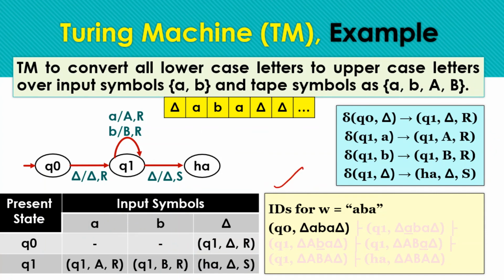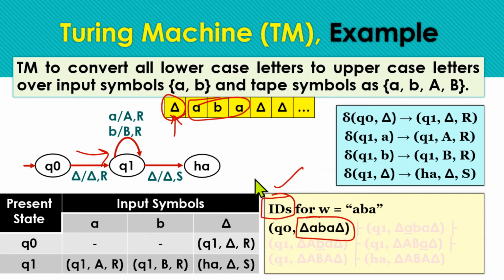Here we are taking this as a sample string. Like PDAs, we have to define the instantaneous description, or IDs, for the input string, meaning the states of the machine for a particular input string starting from the initial state. So from Q0 we are moving to Q1. We are considering this blank as the first symbol, so after reading this blank, we move to Q1, replacing blank with blank.